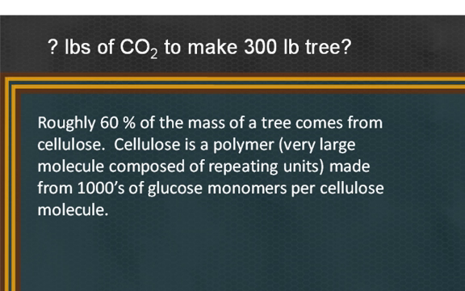a little bit harder and understand that cellulose is a polymer, which is a very large molecule composed of repeating units made from thousands of glucose monomers per cellulose molecule. Okay, so where does most of the mass of the tree come from? Well, most of the mass of the tree comes from cellulose. Cellulose is made from glucose. But how does a tree make glucose?